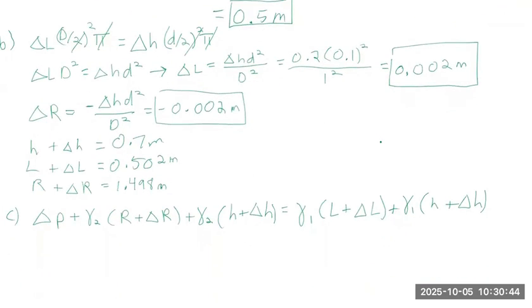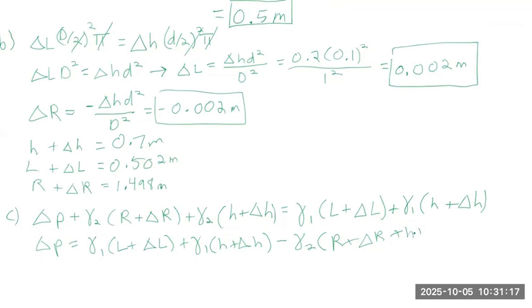So basically, we can solve for delta P. So delta P is equal to gamma 1 times L plus delta L plus gamma 1 times H plus delta H, minus gamma 2 times, and I'm just going to combine these two, R plus delta R plus H plus delta H. So computing this and plugging in known values we have.